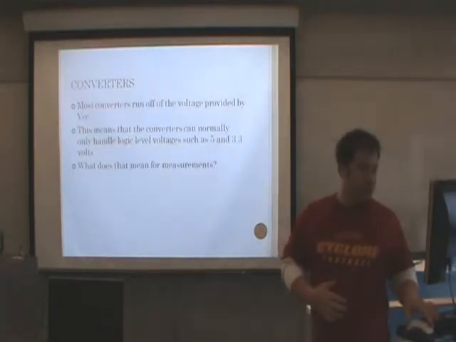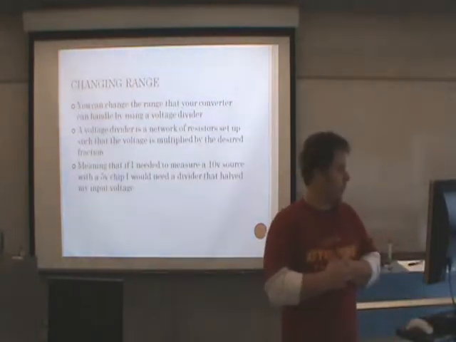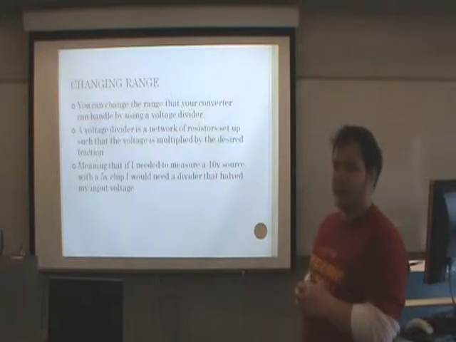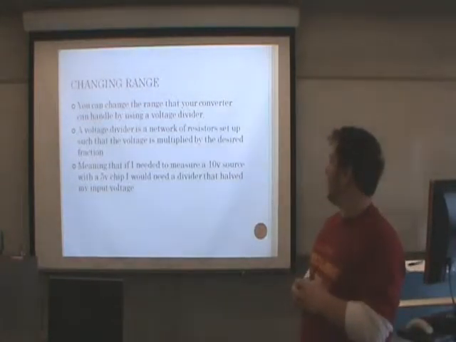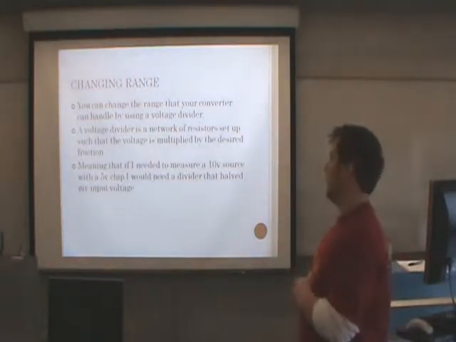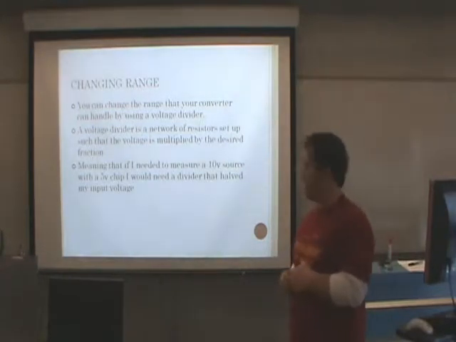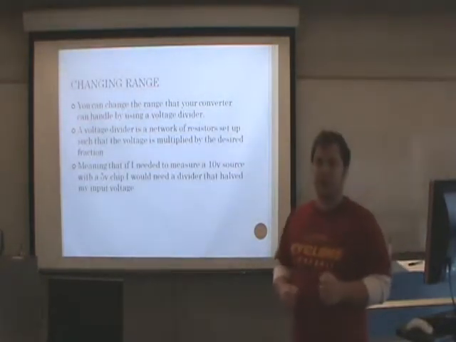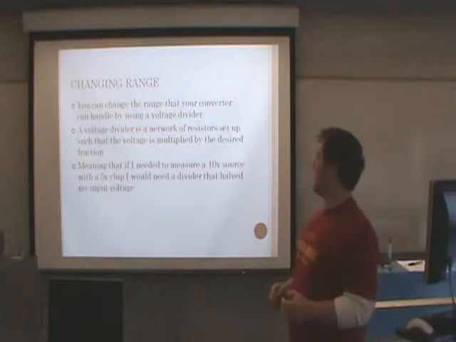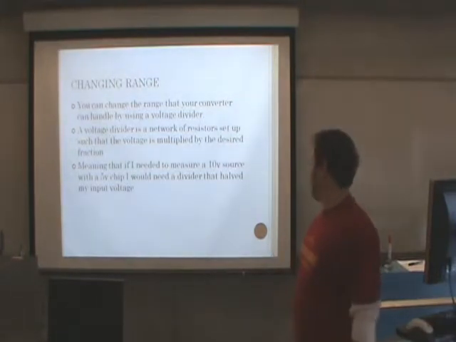What that means for measurements is, if you're measuring a 10-volt source and you have a 0 to 5 volt converter, anything above 5 volts you're not going to be able to measure. So what you can do is use a voltage divider, which is a network of resistors used to step the voltage down by a ratio.